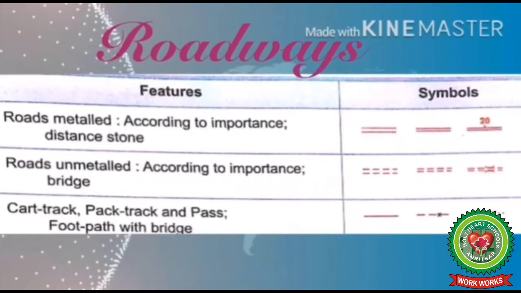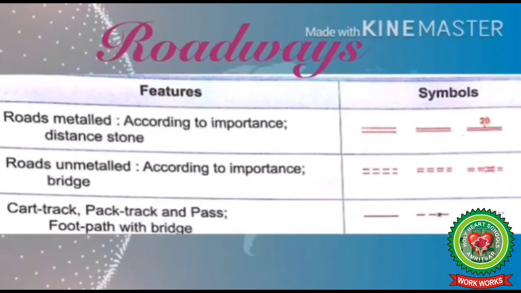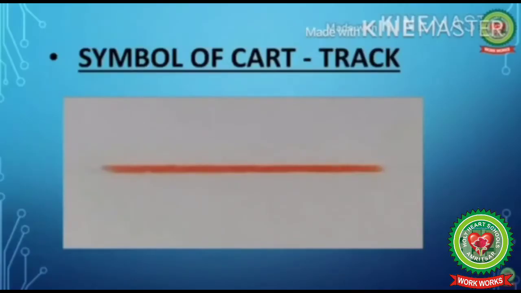Unmetalled roads are shown with red color broken lines, and these roads are called kacha roads. Next is cart track. It is a road over farmland. It is made by bullock carts. Students, this is the symbol of cart track.